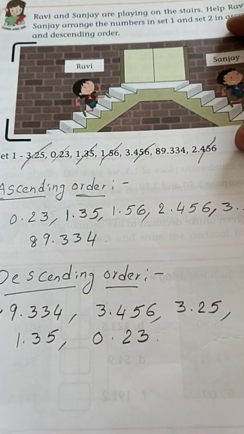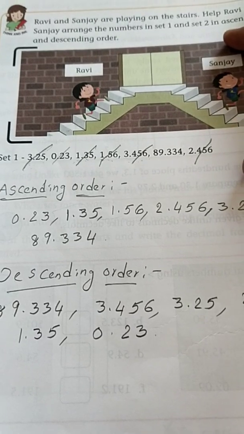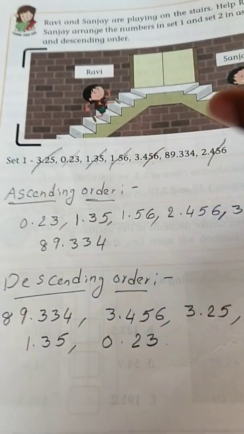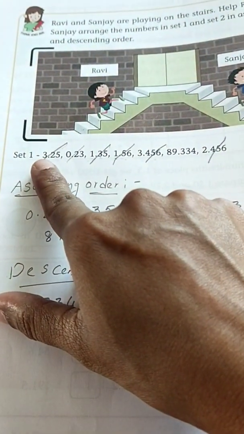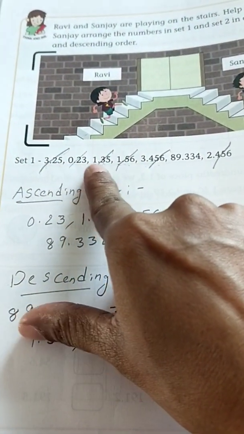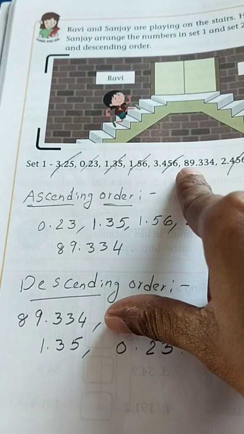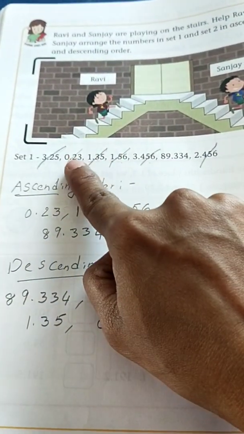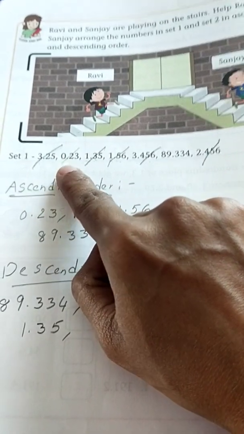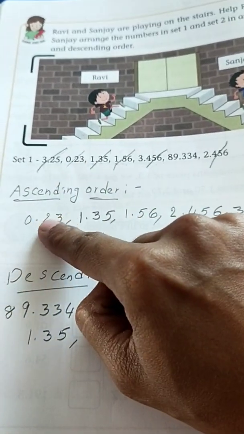In these numbers, how to compare which one is less, which one is more? Ascending order means smallest to big. So first you have to compare the whole number part. Here the whole number part is 3. Here 0, 1, 3, 89, 2. Which one is the least number? This number? Yes, the whole number part is 0 here. So 0.23, right? First number.